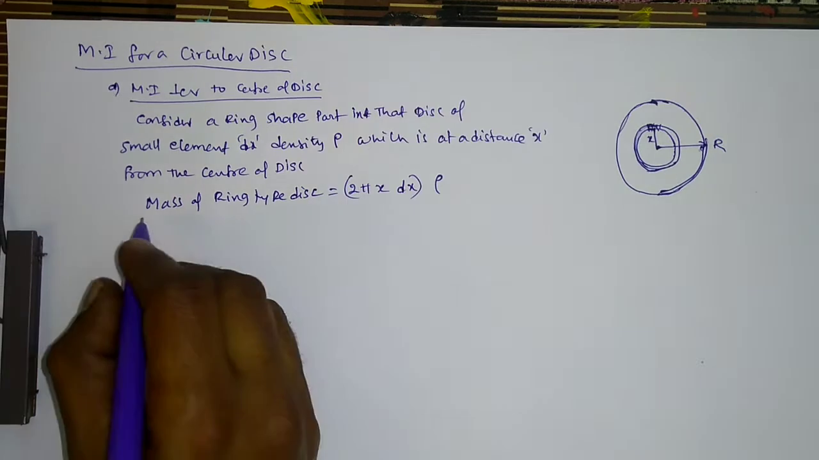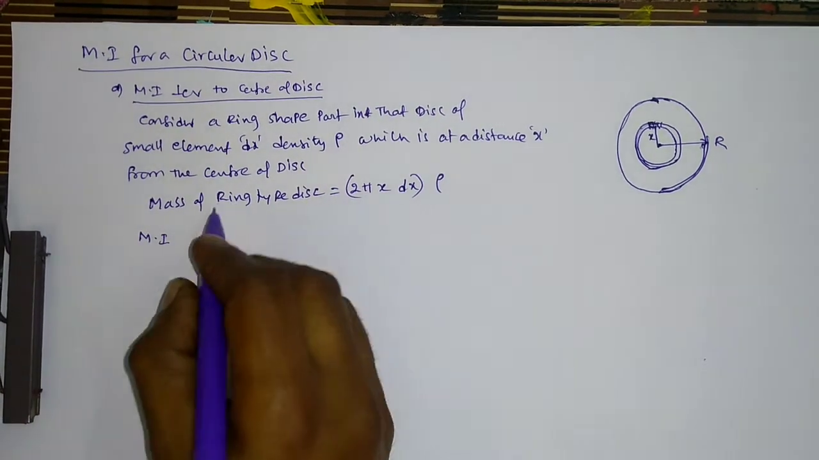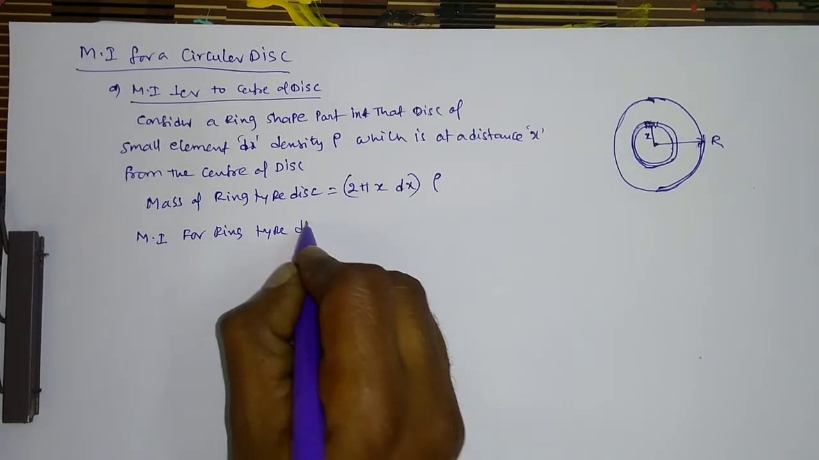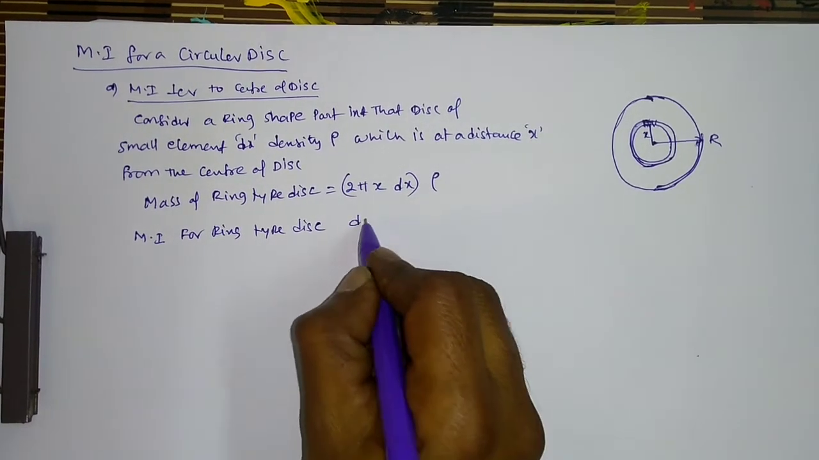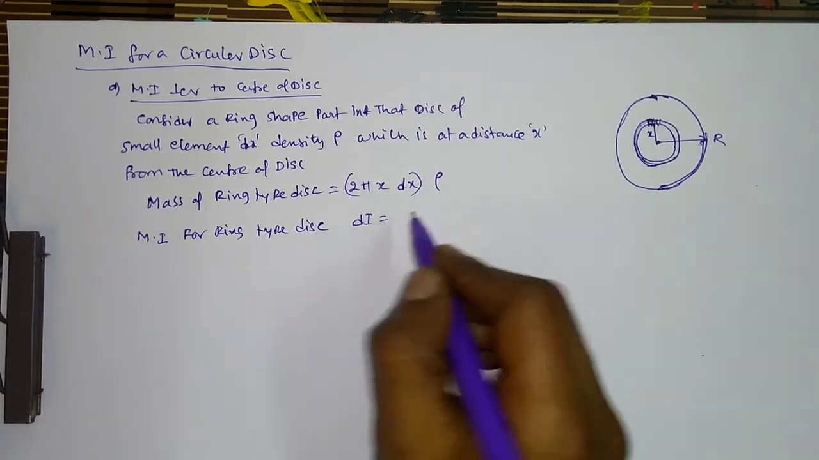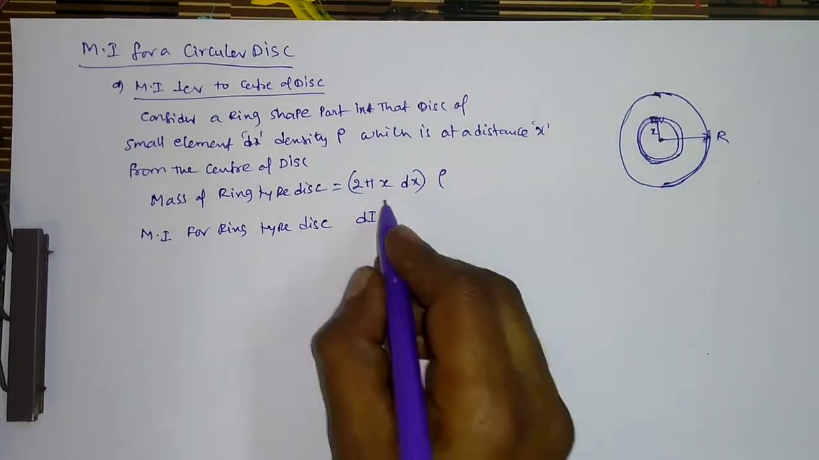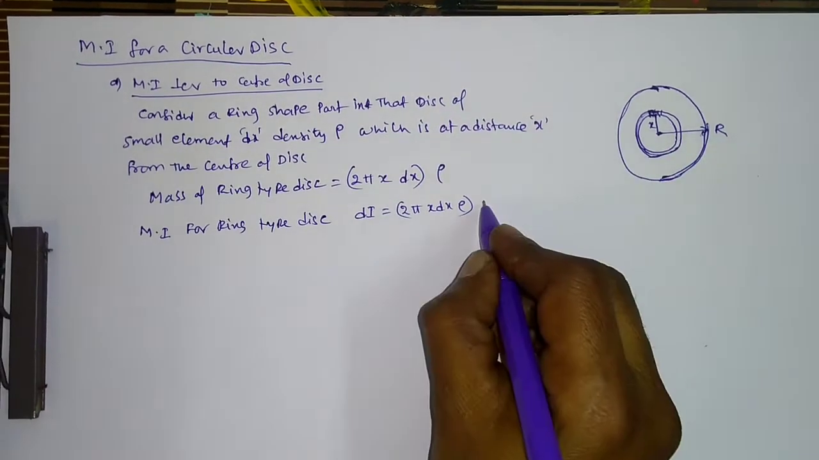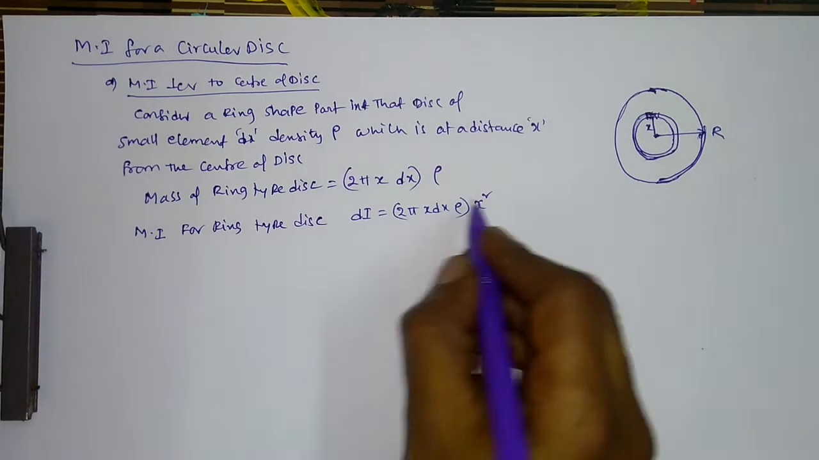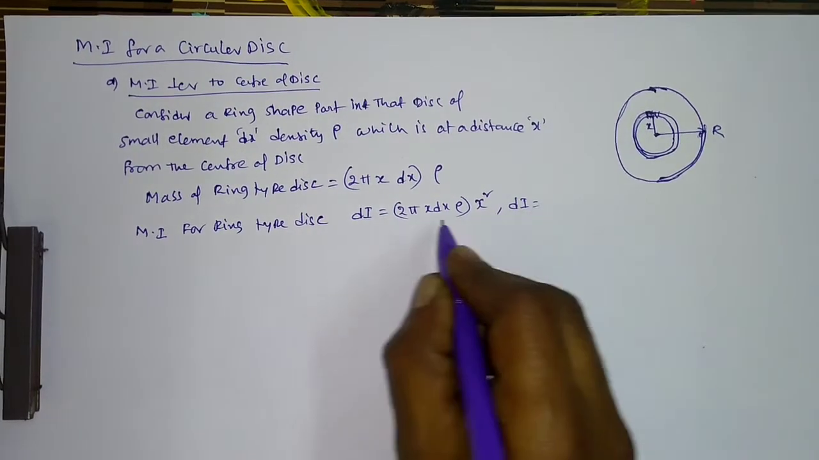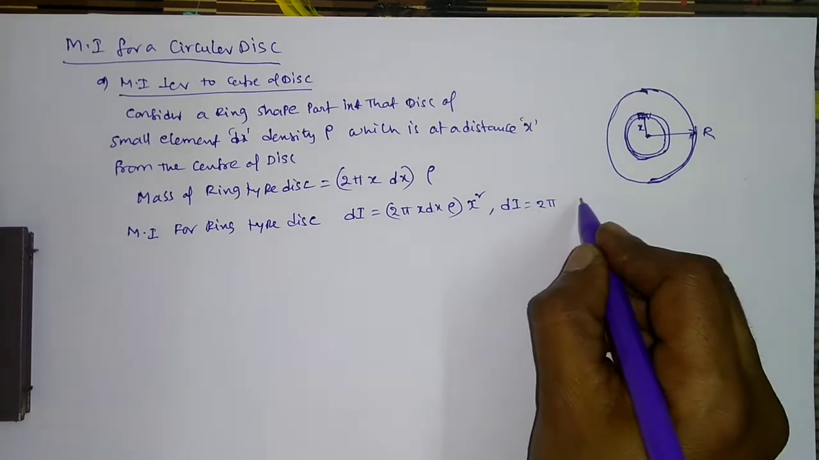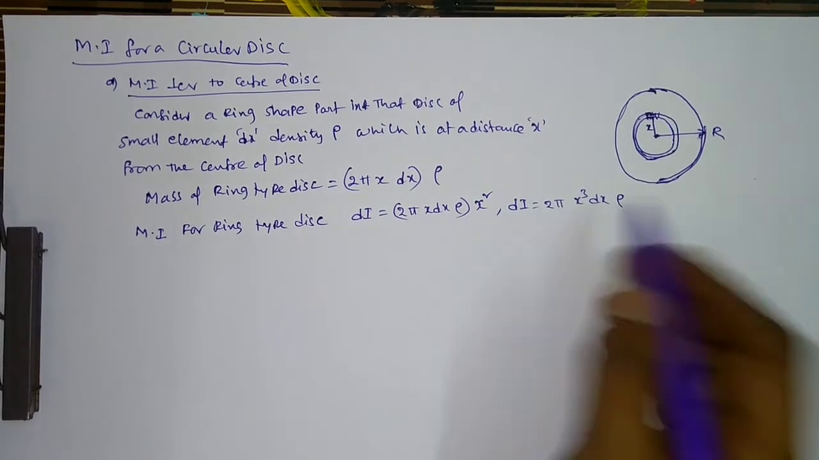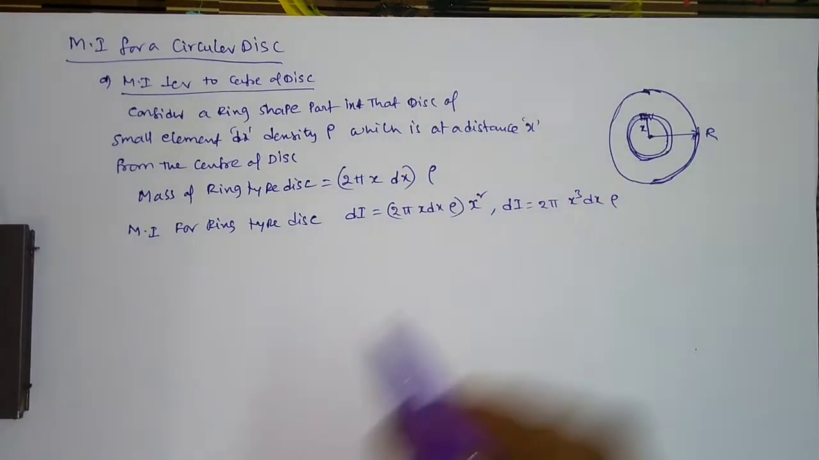So for this ring, the moment of inertia you can find. The moment of inertia for the ring type disk, as you know, small dI is equal to m r square. Here r means distance, so you can use 2 pi x dx rho into distance x square. Simply, 2 pi x cube dx into rho, x square into x, that is x cube. This is for the dI value.